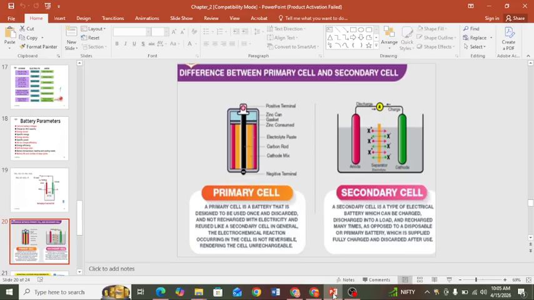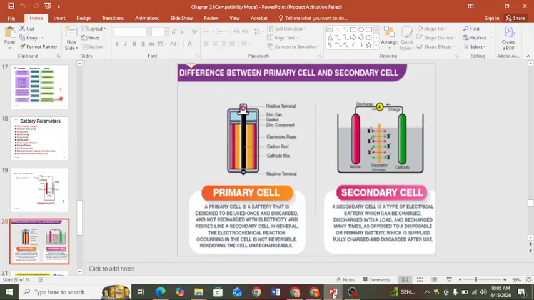A secondary battery is a type of electric battery which can be charged, discharged into a load, and charged up many times, as opposed to disposable or primary batteries, which are supplied fully charged and discarded after use. A primary cell is a battery that is designed to be used once and then discarded, not recharged. We use it one time and it fades out.